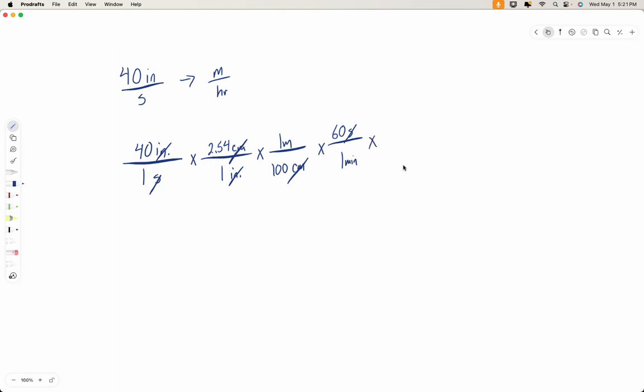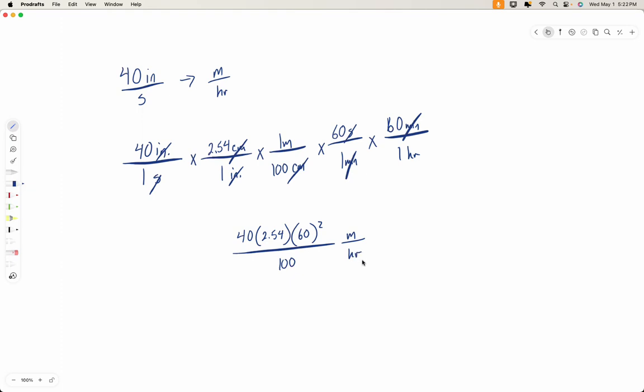So now I want to get rid of minutes. I want to go to hours. So I'm going to do the same thing. 60 minutes is 1 hour. So minutes cancels. Now I just write it all out. 40 times 2.54 times 60 squared, because it's 60 times 60, all over 100. And that is going to be meters per hour.